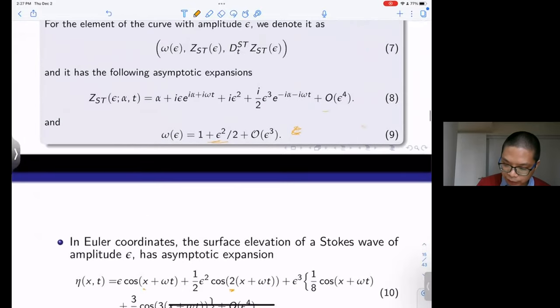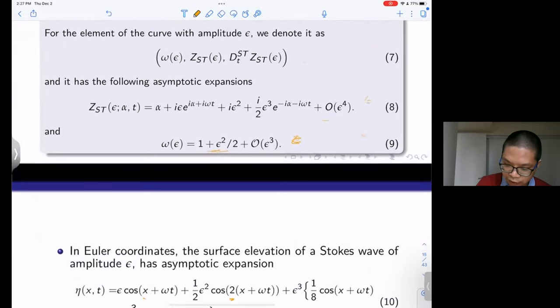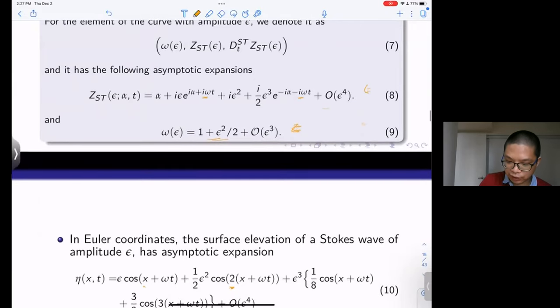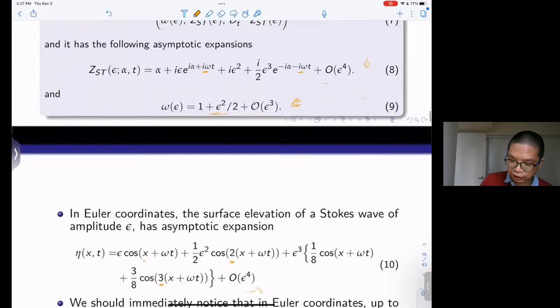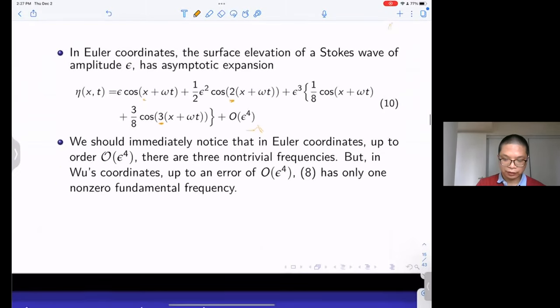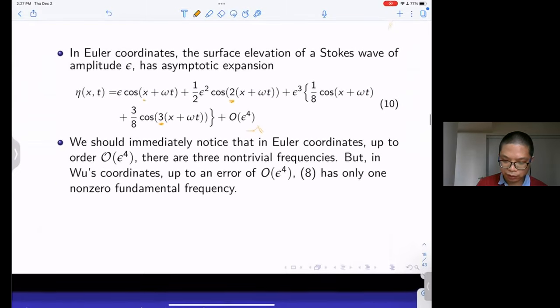But let's go back to the expansion in Wu's coordinate. We just have one non-trivial frequency. It's just complex, although I might say this is a different frequency, but compared with the frequencies in the Euler coordinate, the frequency that appears in this expansion is much easier. I think this is quite remarkable for Wu's coordinate. All right, so this is the comment about the existence of Stokes wave in Wu's coordinates.